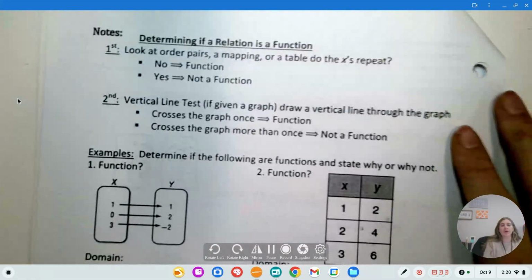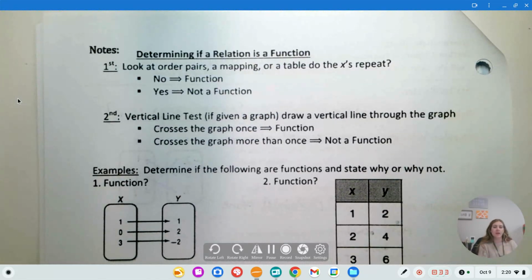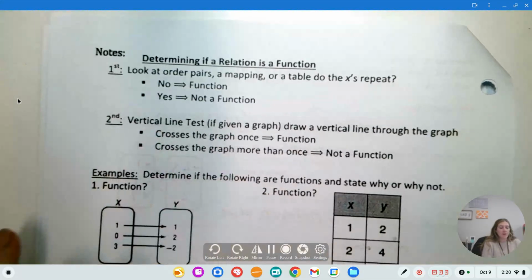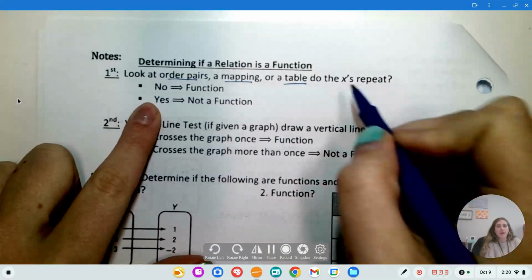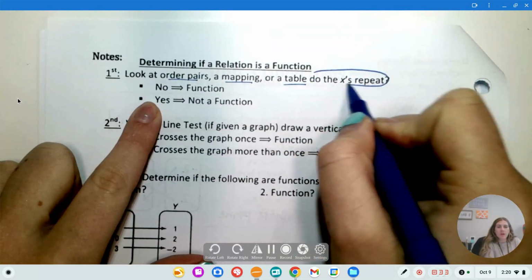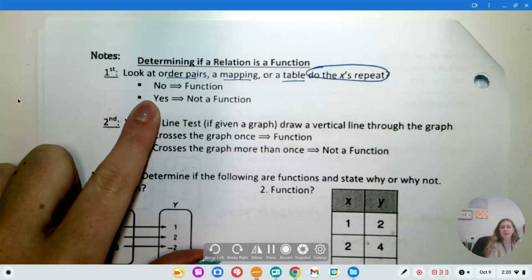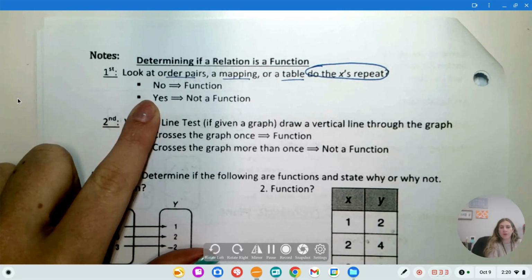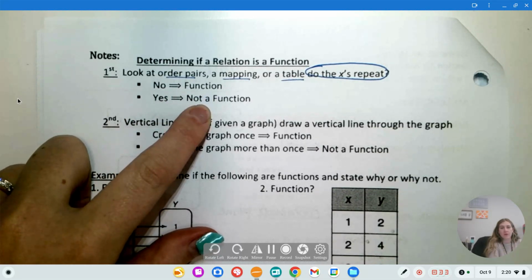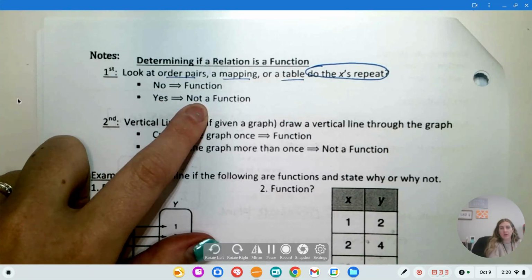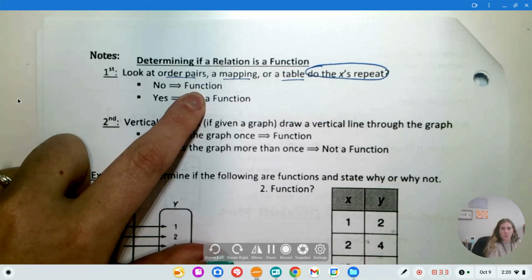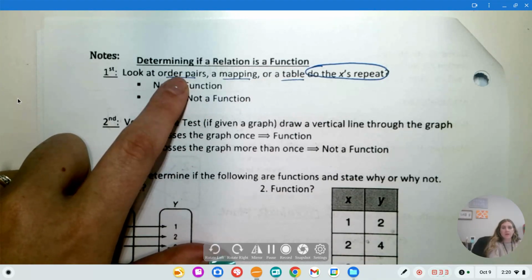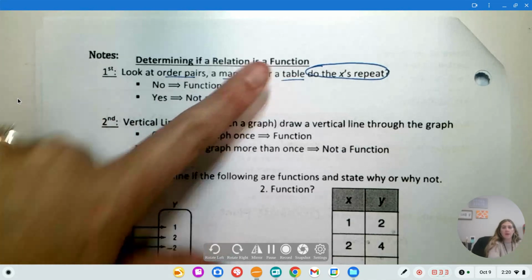Now all we're doing is practicing, okay, is this picture a function? Is it not a function? Here are the 2 ways. If we have ordered pairs, a map, or a table, here's the question. Do the x's repeat? If x happens to be 2 and then 2 again, it is not a function. If the x's repeat, not a function. If they do not repeat, it is called a function. Every x has one y. So that's for ordered pair, map, or table.